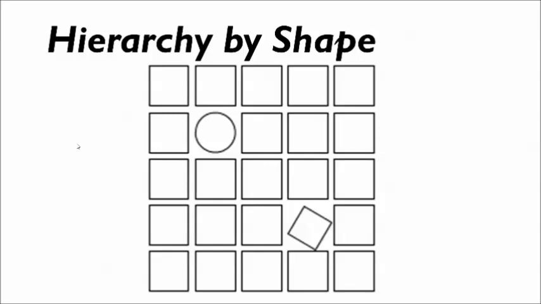So graphically, if you stand back and look at these shapes, the two things that are going to jump out at you are the circle and the rotated square. That hierarchy by shape can be done in several different ways, but it forms a type of dominance just by the shape that it takes on.